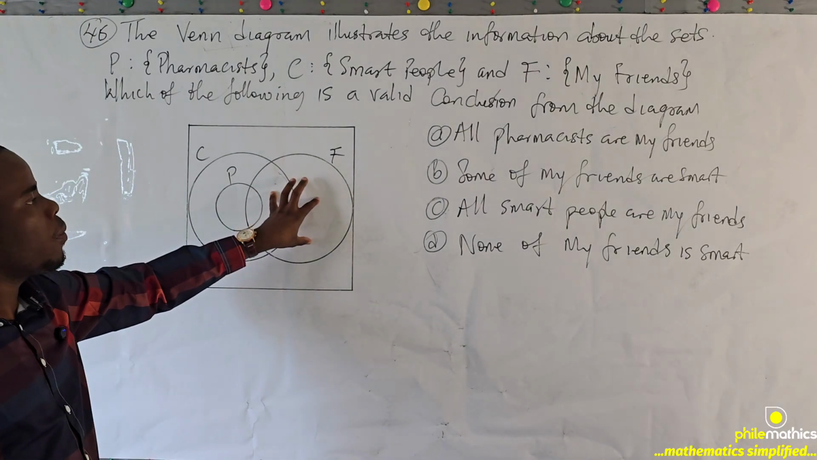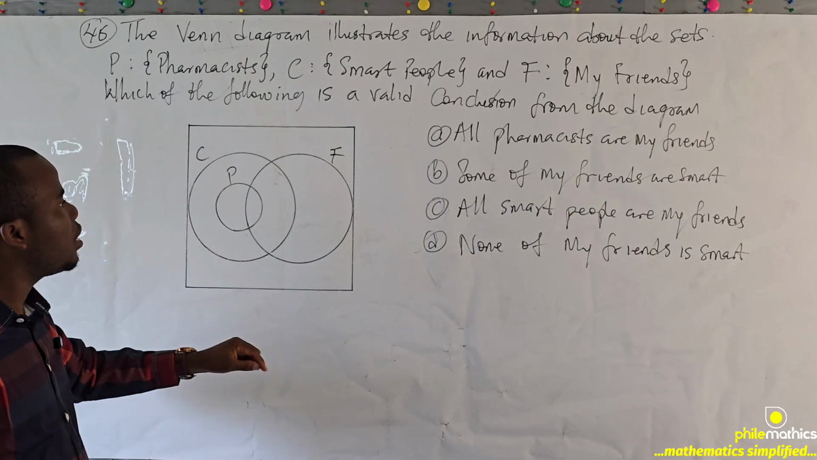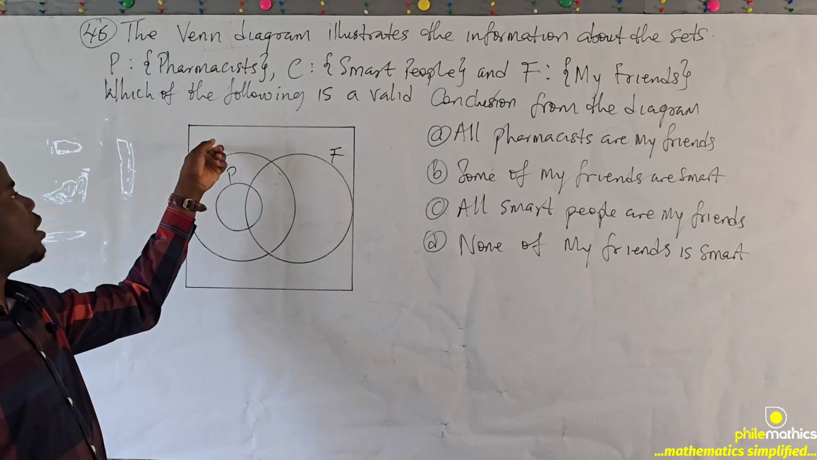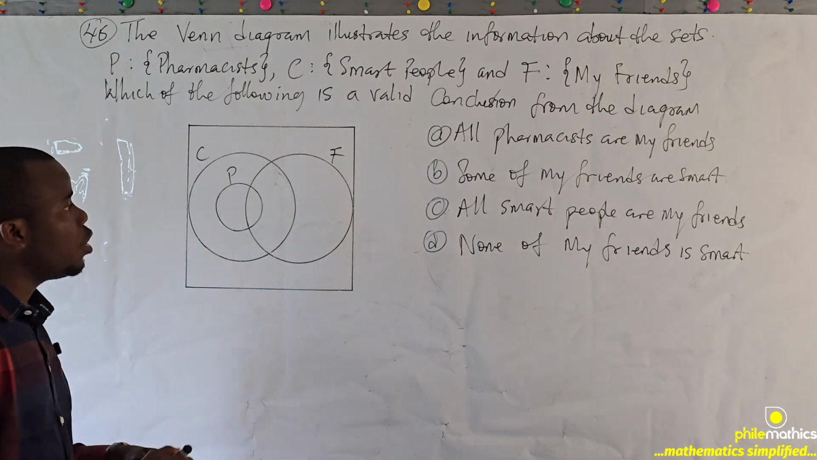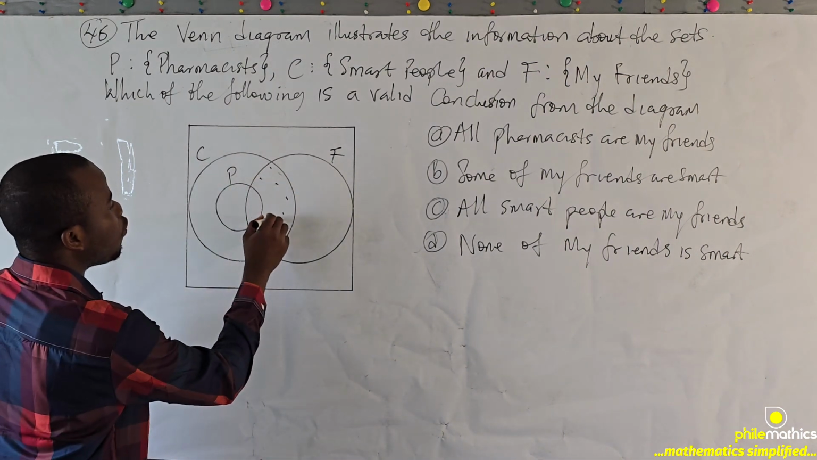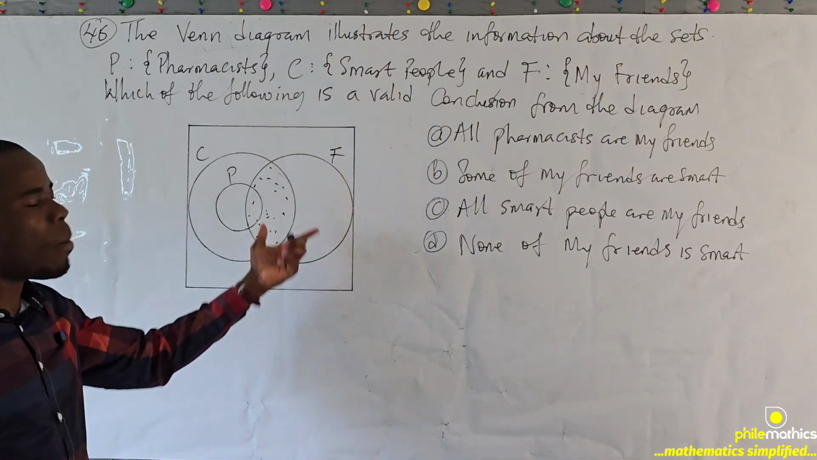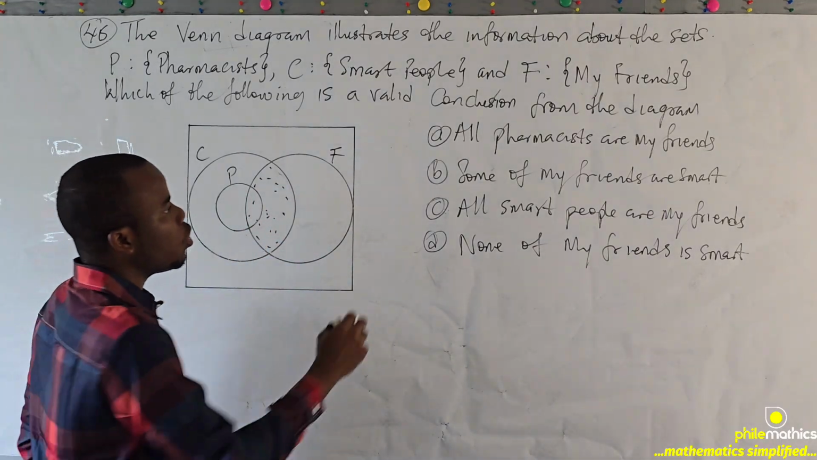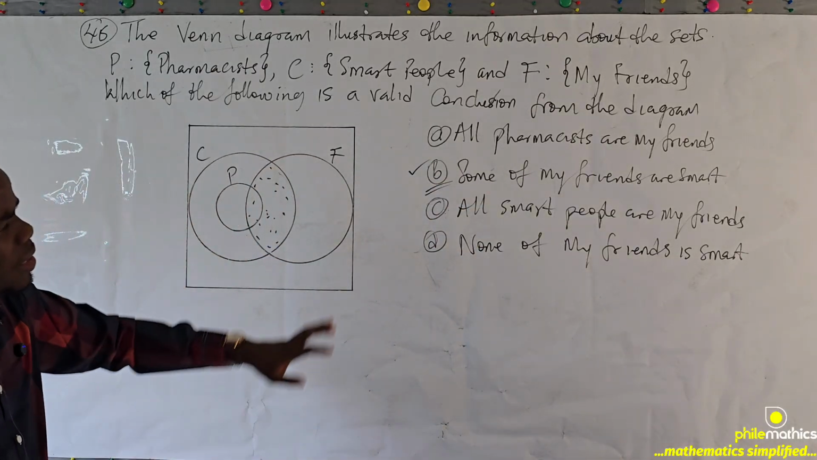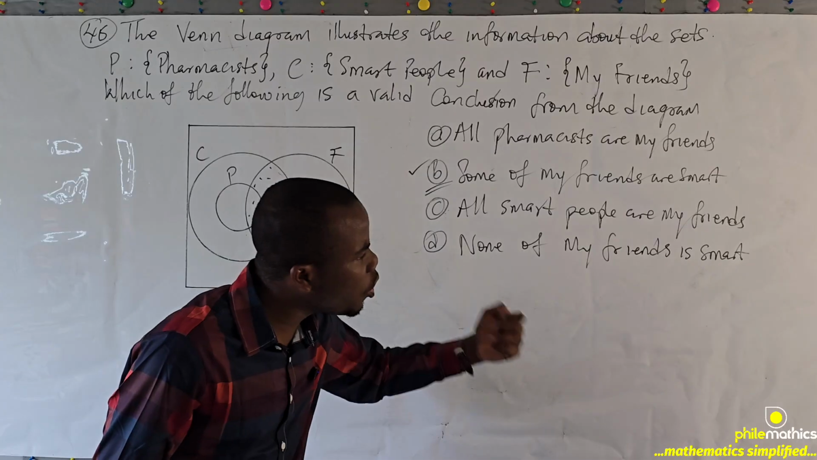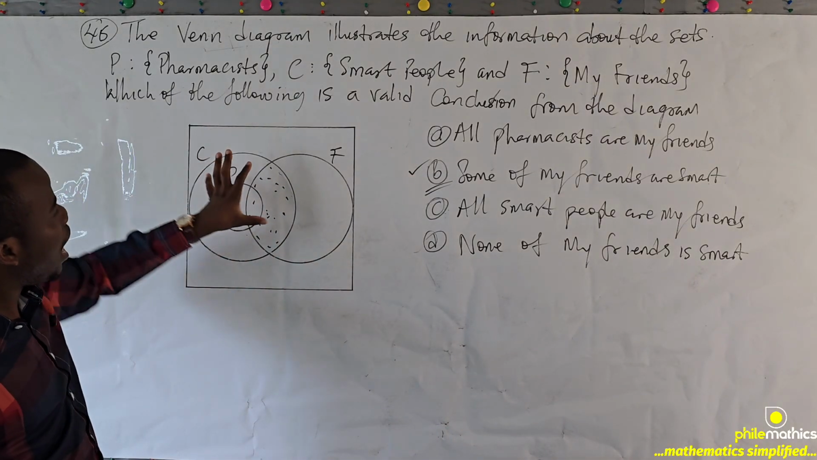It's inscribed here. B says some of my friends are smart. This is what represents smart people. Some of my friends are smart. That's true because these are some of my friends that are smart here. Very true. So this makes sense. This is the correct option. Let's analyze C and D. All smart people are my friends.